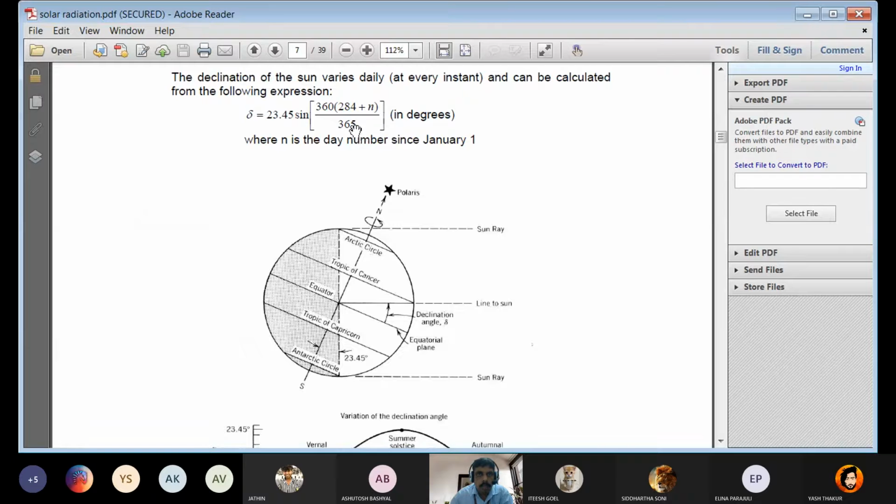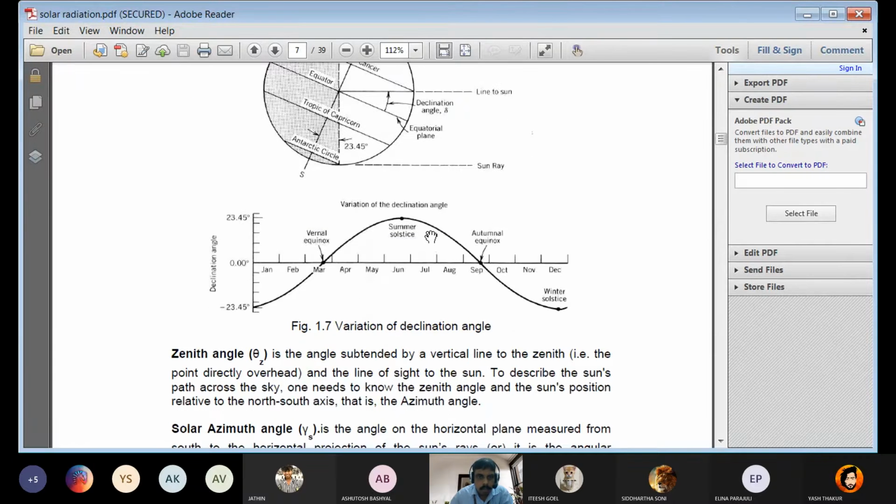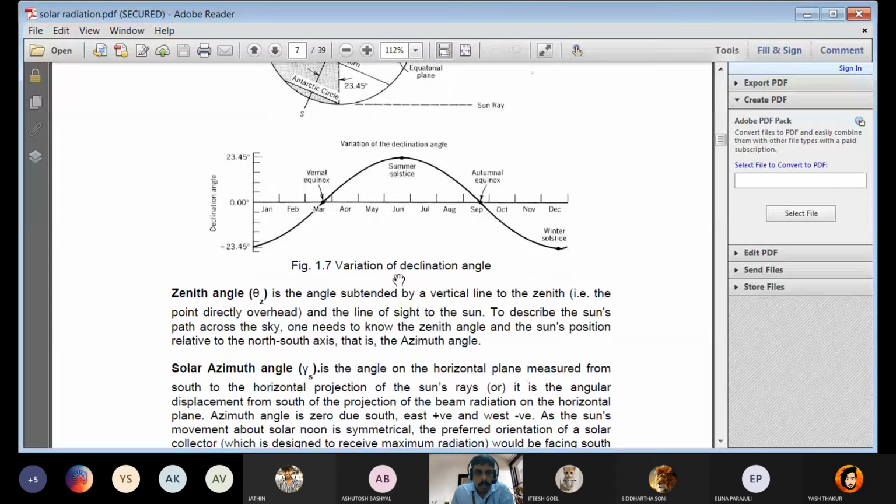So on a different day, we will have a different declination angle, given by this equation. For the yearly variation, you can see it ranges from minus 23.45 to plus 23.45. At the two equinoxes, March 21st and September, the declination angle is 0. The maximum is at the solstice, that is minus 23 and plus 23. So I think the declination angle is clear to you, I hope.